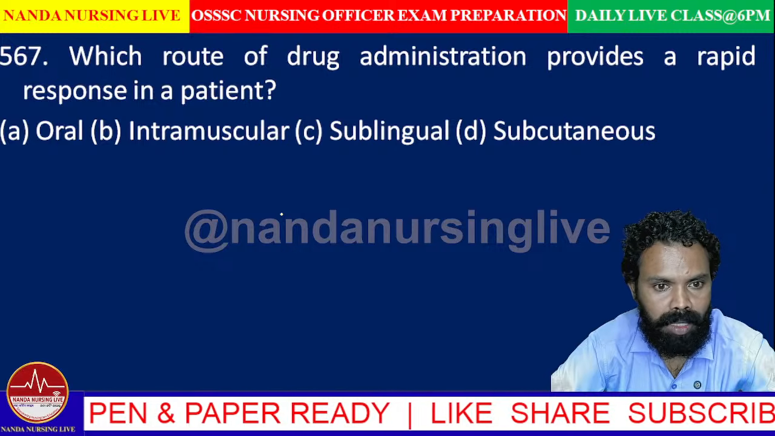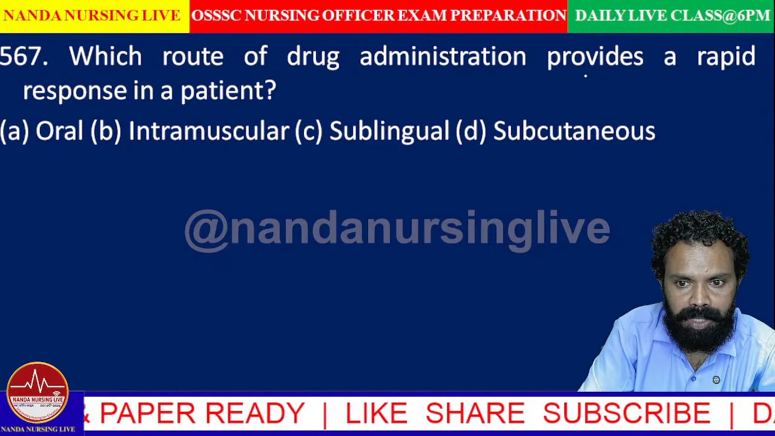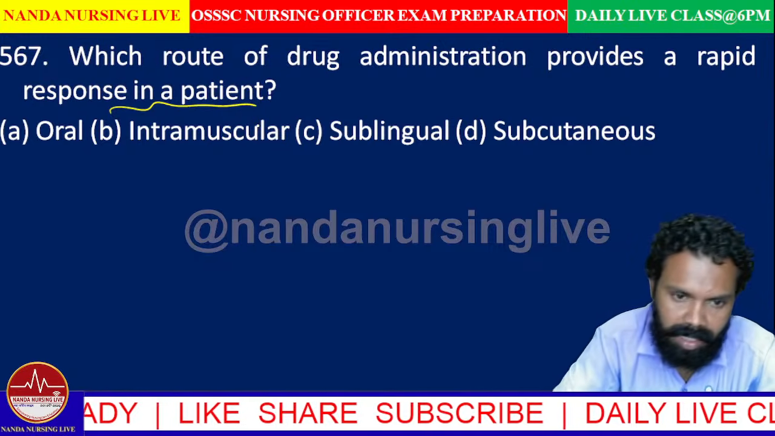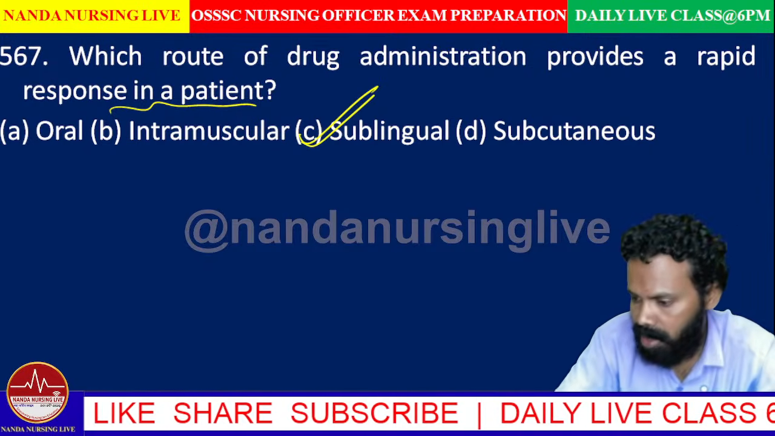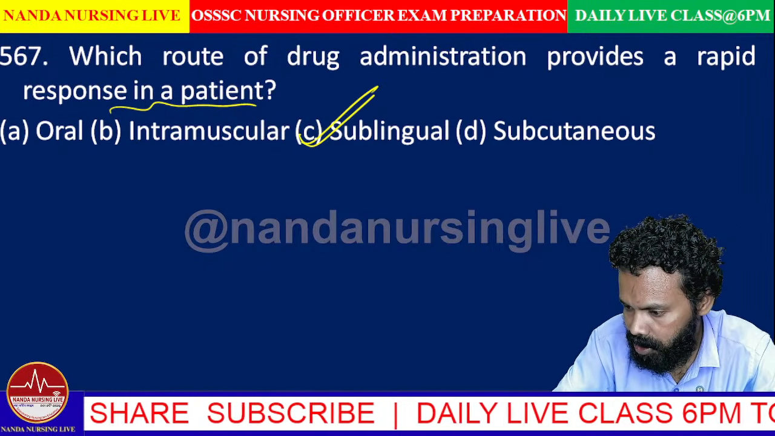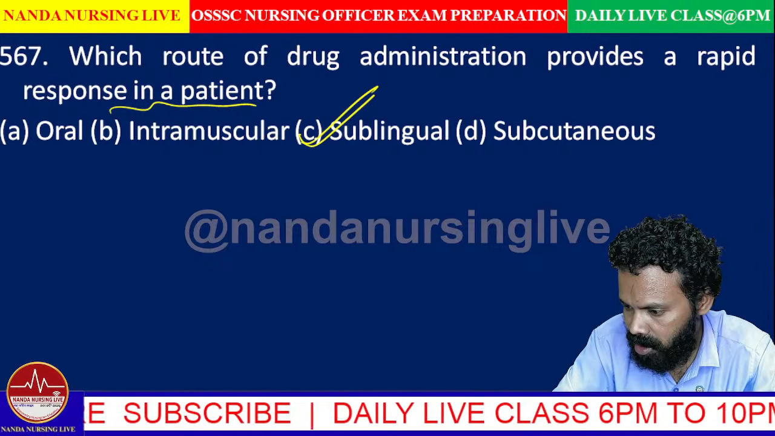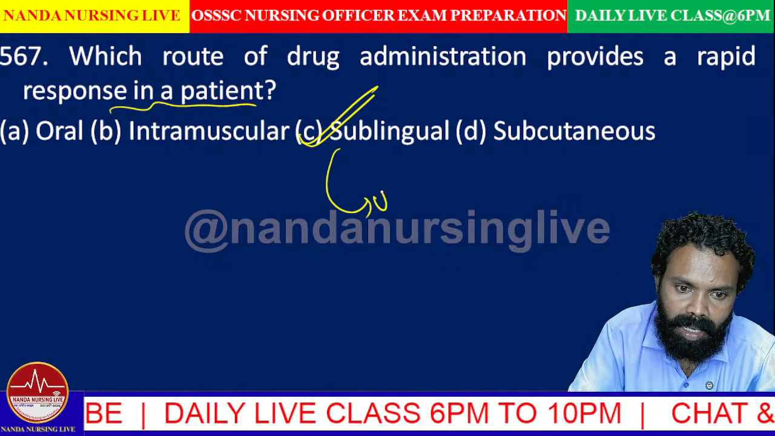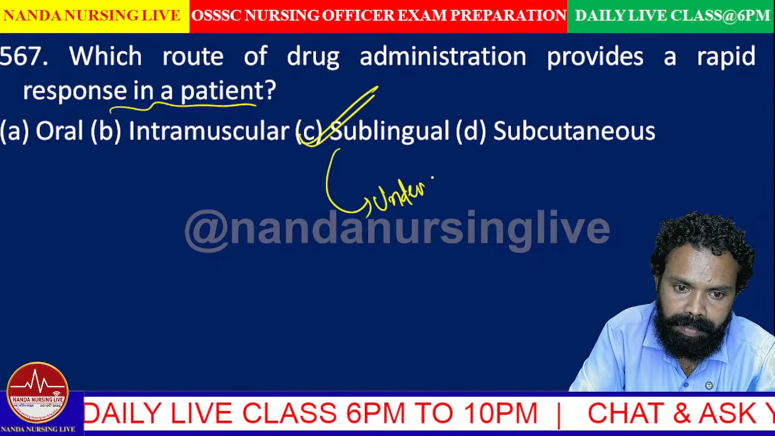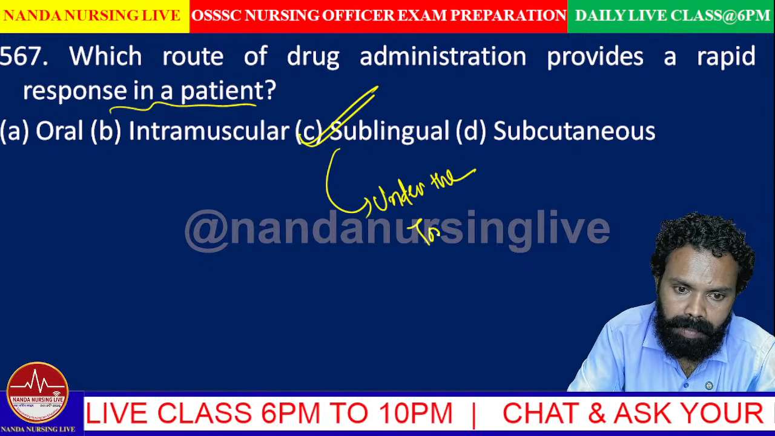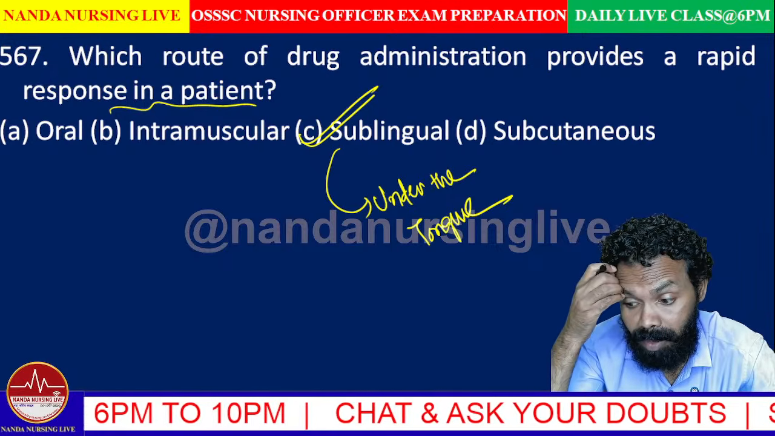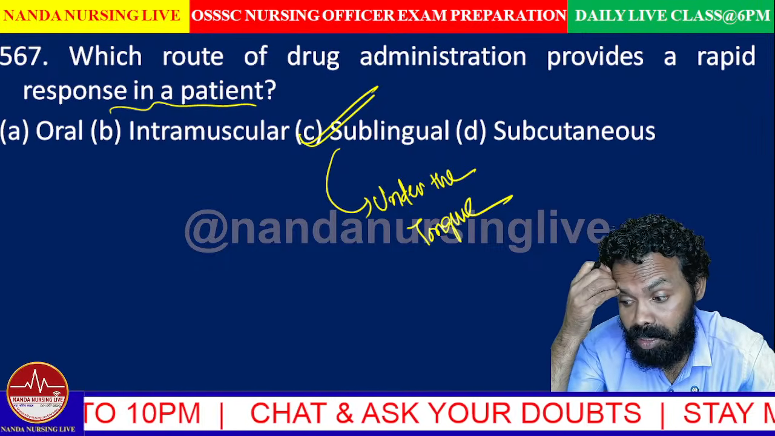Which route of drug administration provides a rapid response in patients? The correct answer is sublingual, option C. Sublingual administration is where you place the drug under the tongue, right? And this is rapidly absorbed in the bloodstream.